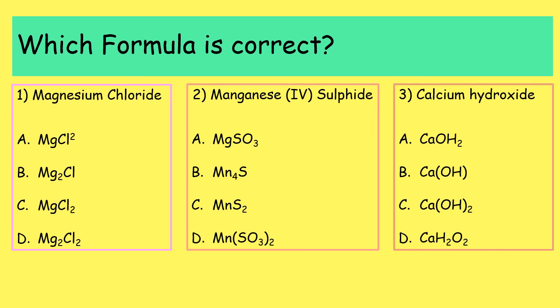Okay, for the first one, magnesium chloride. Magnesium's in group 2, has a valency of 2. Chlorine's in group 7, has a valency of 1. When you swap and divide, you end up with MgCl2.